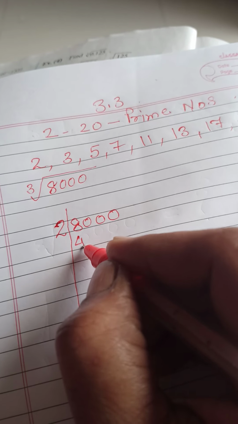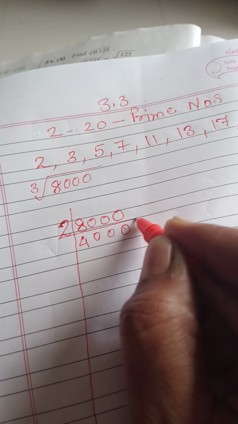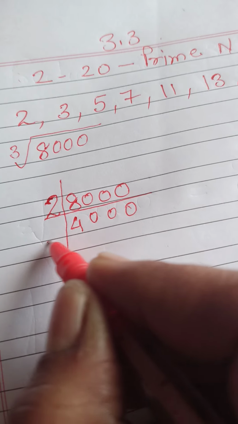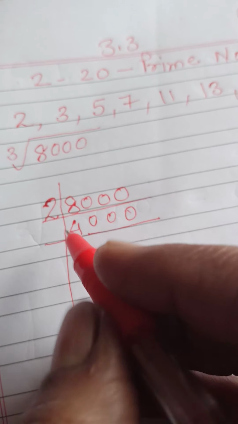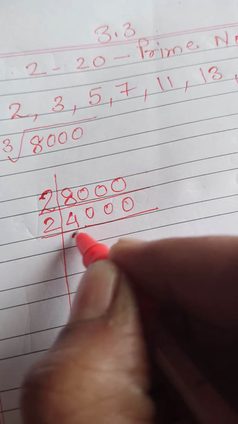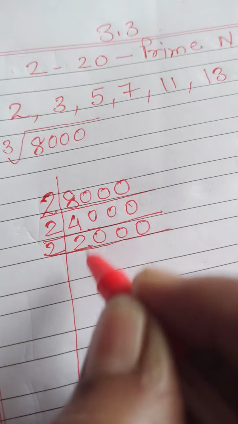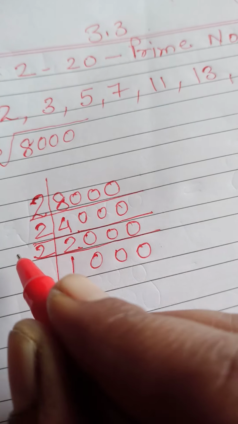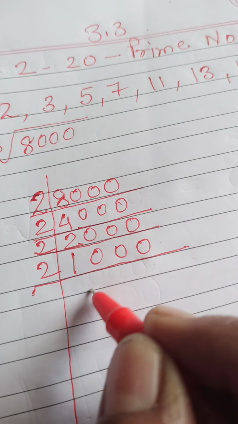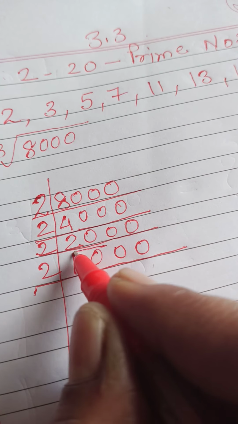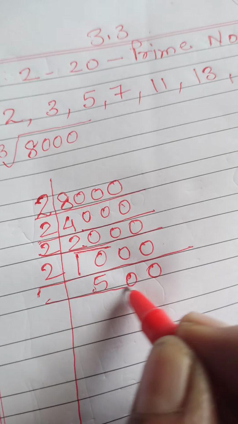2 4s are 8. Now here comes 0 0 0, which means 2 multiplied by 4000 is 8000. Now you can carry on the same way. If it is divisible by 2, then you can go for 2 only. So here I have 2 2s are 4, 0 0 zeros. Continuing with the same, 2 1s are 2, which means 2 into 1000 is 2000. So 2. Now here I'll have 2 5s are 10 and this 0 0. Now 2.